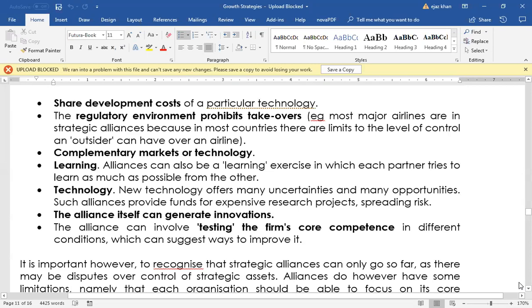Do you people know any example of strategic alliances between two organizations? Excellent. Yep. This is one of the strategic alliances. Yep. SCB and Emirates.